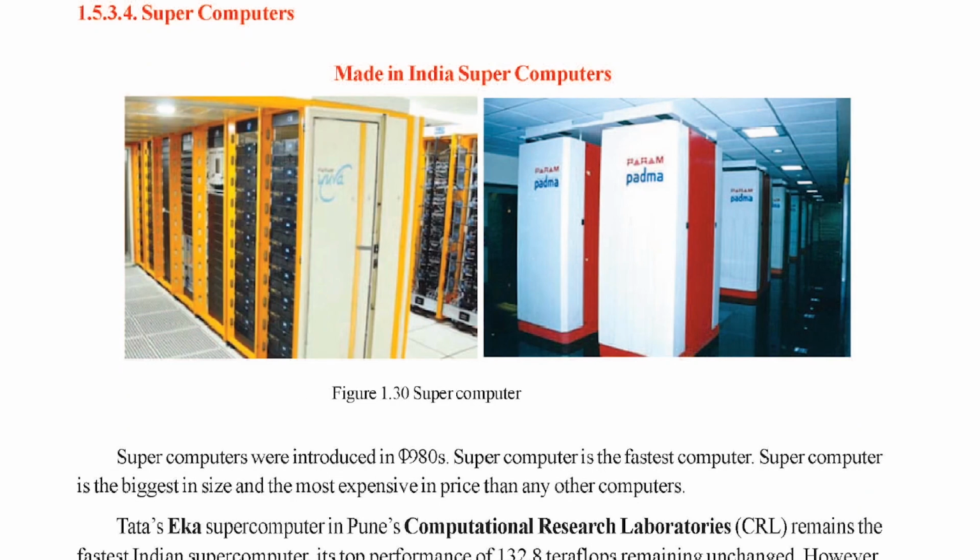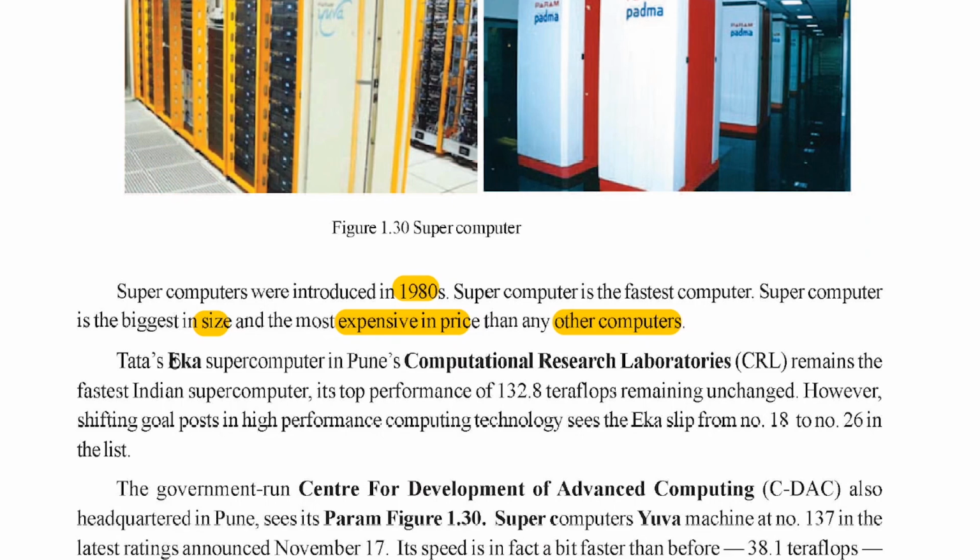Supercomputers were introduced in the 1980s. Supercomputers are the fastest computers. A supercomputer is the biggest in size and the most expensive in price of any computer. Because we have already talked about supercomputers, they are the fastest computers, of course. That's why they use the word super. They are normally quite big, and they are more expensive than any type of computer we have discussed so far, like personal computers, minicomputers, microcomputers and mainframe computers.